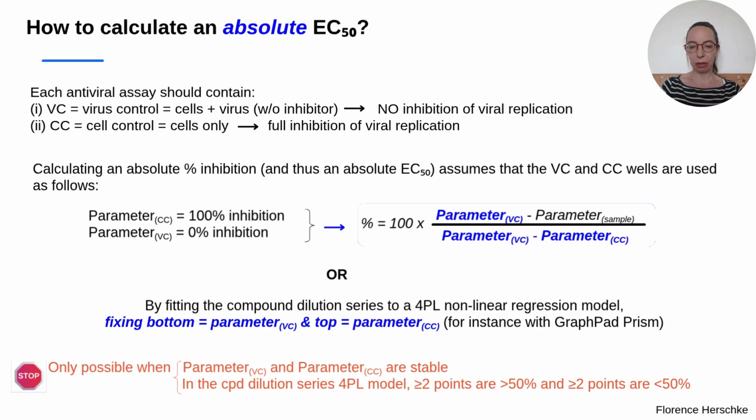As a reminder, absolute EC50s can only be accurately measured and estimated when the parameters that you are measuring in the VC wells as well as in the CC wells are stable. And in the compound dilution series in the 4PL model, at least 2 points are projected to be above the 50% value, and 2 points are projected to be under the 50% value.